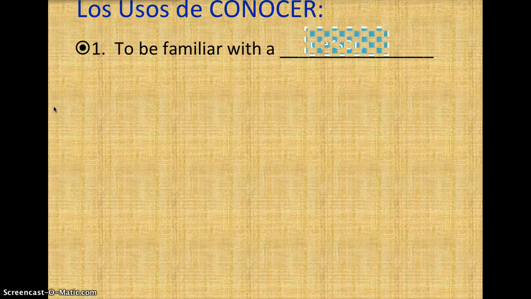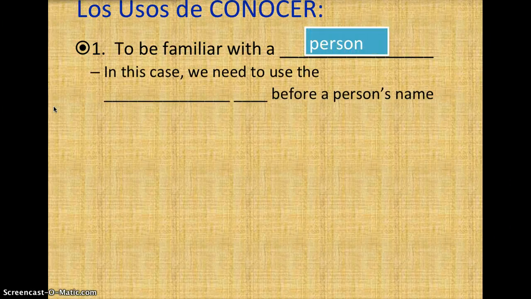The uses of conocer, which also means to know. The first one is to be familiar with a person. In this case, we need to use the personal a before the person's name. We'll do some practice with that and we'll review the personal a as well this chapter.